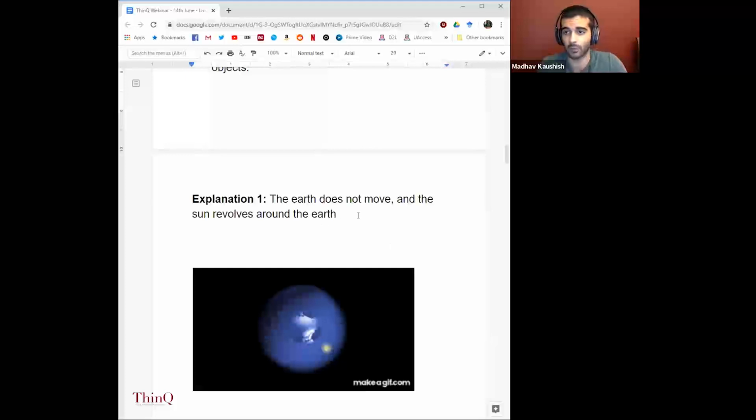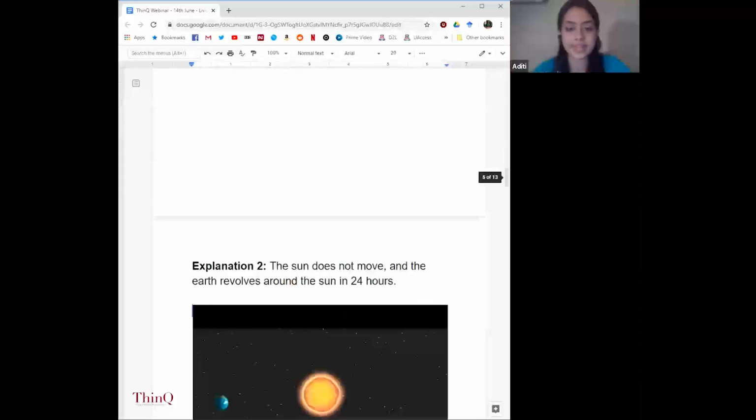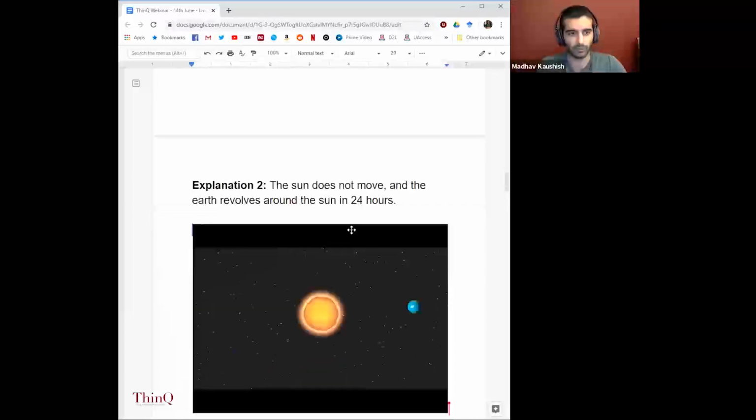Right. And it does explain this phenomenon, pretty obviously. If we take into account only the phenomenon of day and night, then this theory is sufficient to explain that. The statement explains that observation, right? Of day and night.